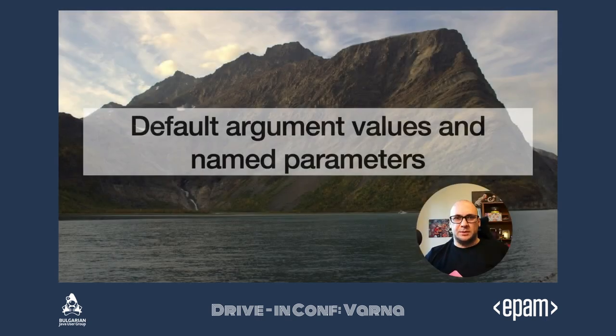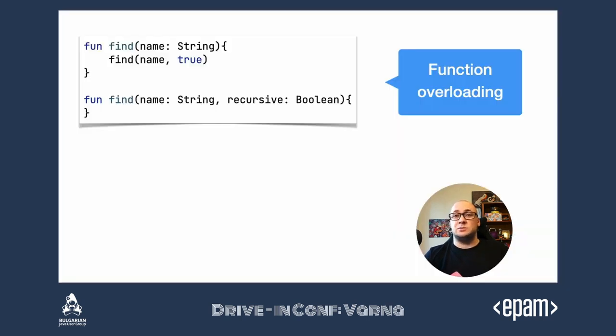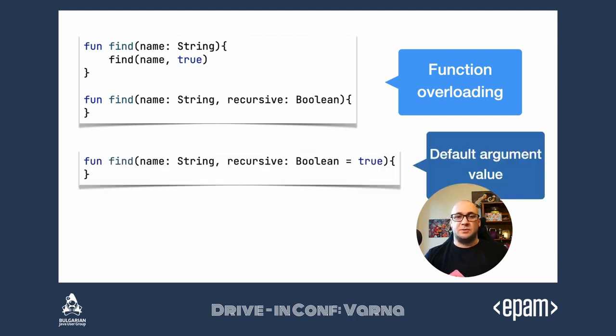The two features that play really well together in Kotlin are the ability to define a default value for an argument of the function or a constructor, and the named parameters. So in Java, when we need to provide default parameters, we use overloading. For instance, here we have a find function, and we have two versions of this function because we want to provide a way to use the default value for the second parameter. And in Kotlin, we can just define the second parameter with the default value in the function signature.